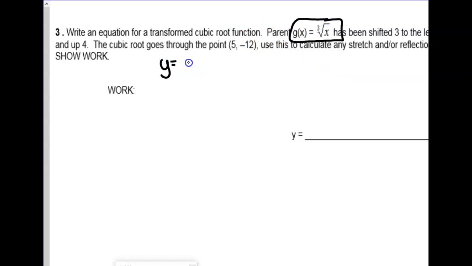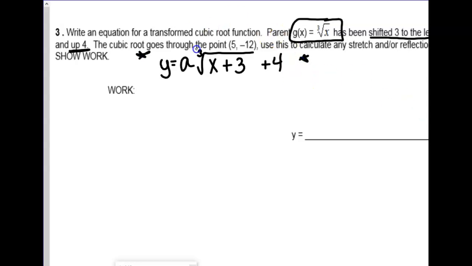y equals, except I don't know the stretch. That's what I'm trying to find with all my work. So I'm just going to put an a down. And then we have the cube root, don't lose the cube root index, of x, but keep reading. It says it was shifted to the left 3 units. What would that look like? Good, +3. And then it was shifted up 4. So outside of the radical, you're going to see a vertical shift of up 4. I want everyone to start their problem with this. That is the key to the problem right there. We're going to come back to that at the end of the problem.